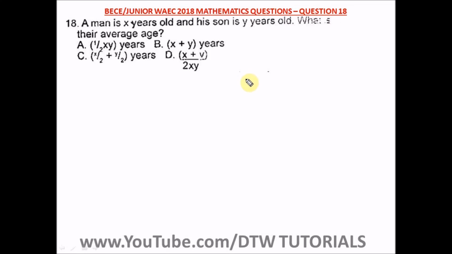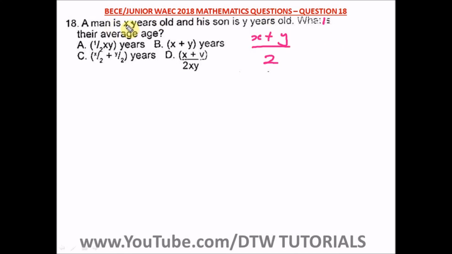Question 18 of the BECE Junior WAEC 2018 Mathematics Past Question. That's your OBJ question 18. It says a man is X years old and his son is Y years old. What is their average age? Okay, their average age is just simply X plus Y divided by 2. Okay, that's what it means, all right?